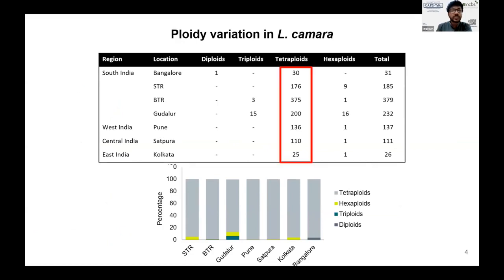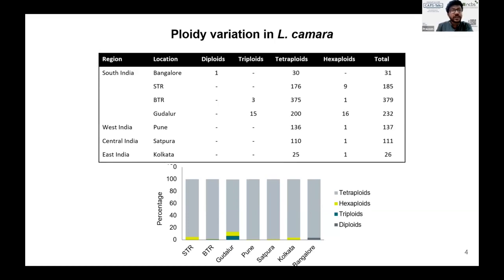And what we found was that more than 90% of the plants we collected were tetraploids in all the locations. We could also see a few hexaploids and triploids in a couple of locations, and one diploid plant in Bangalore, which we have sequenced later. So now we know that the most common cytotype of Lantana in the wild population is tetraploid.